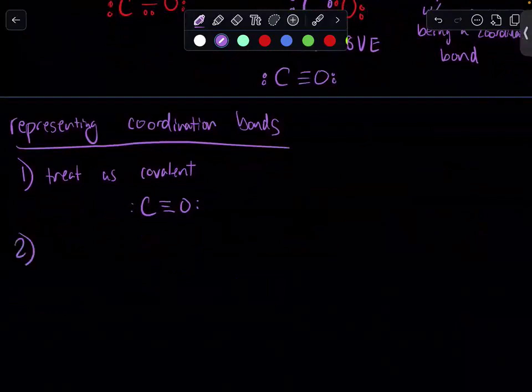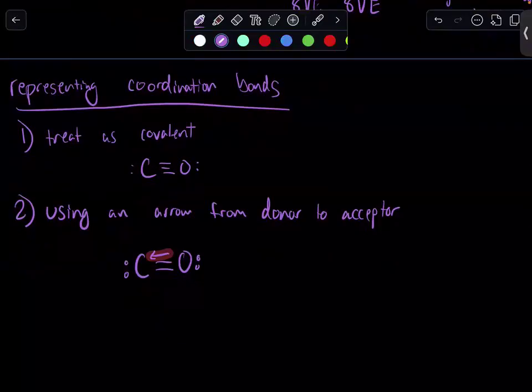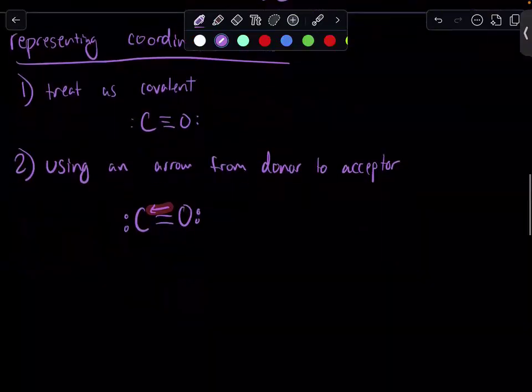The second way, which is far less often used, is using an arrow from donor to acceptor. So we can redraw carbon monoxide as 2 bonds and then an arrow. And this would represent this top one as our coordination bond. And so that is a way that you can represent it. It's much easier to do it when you're using single coordinate covalent bonds.